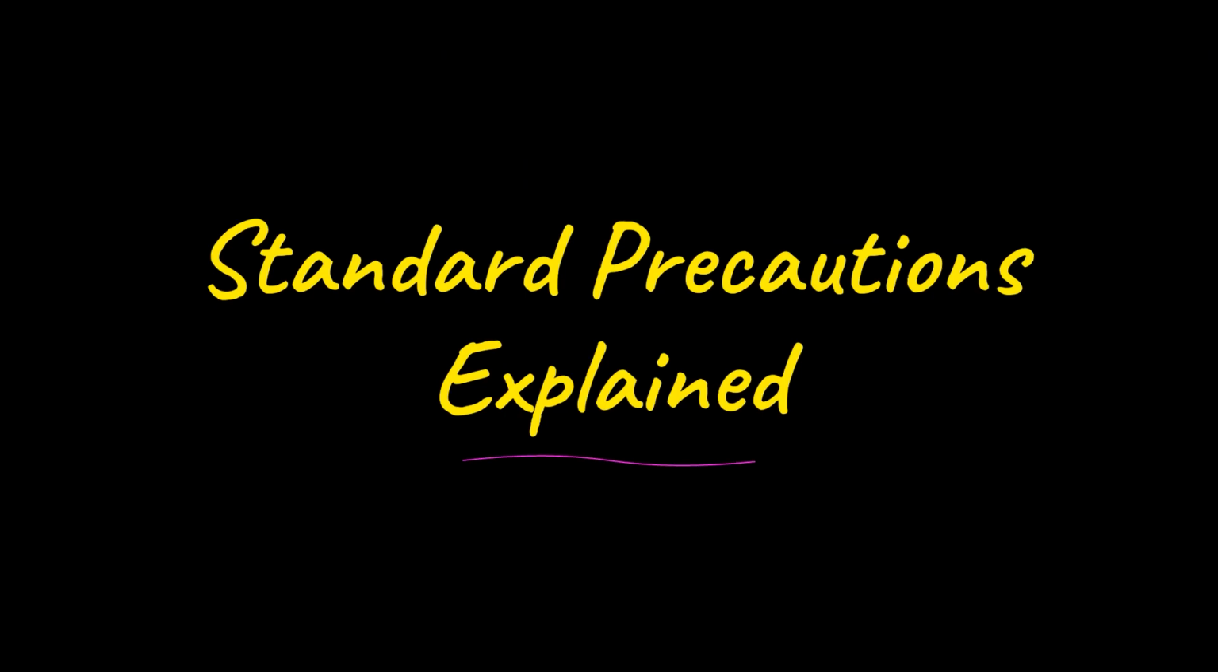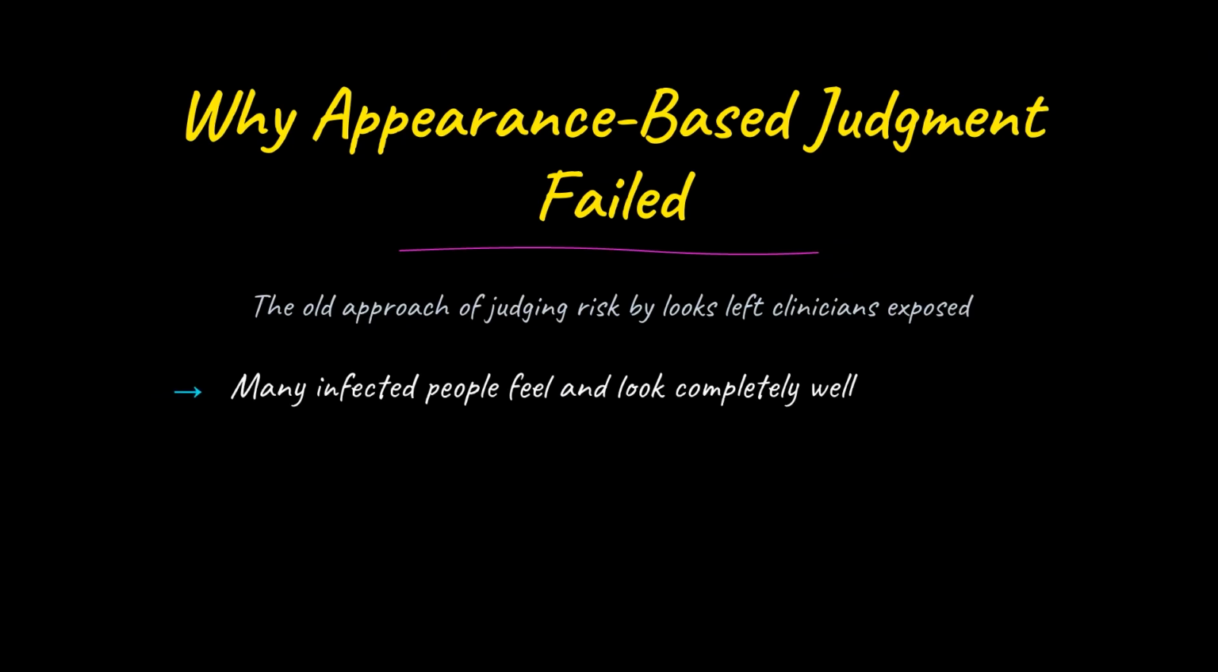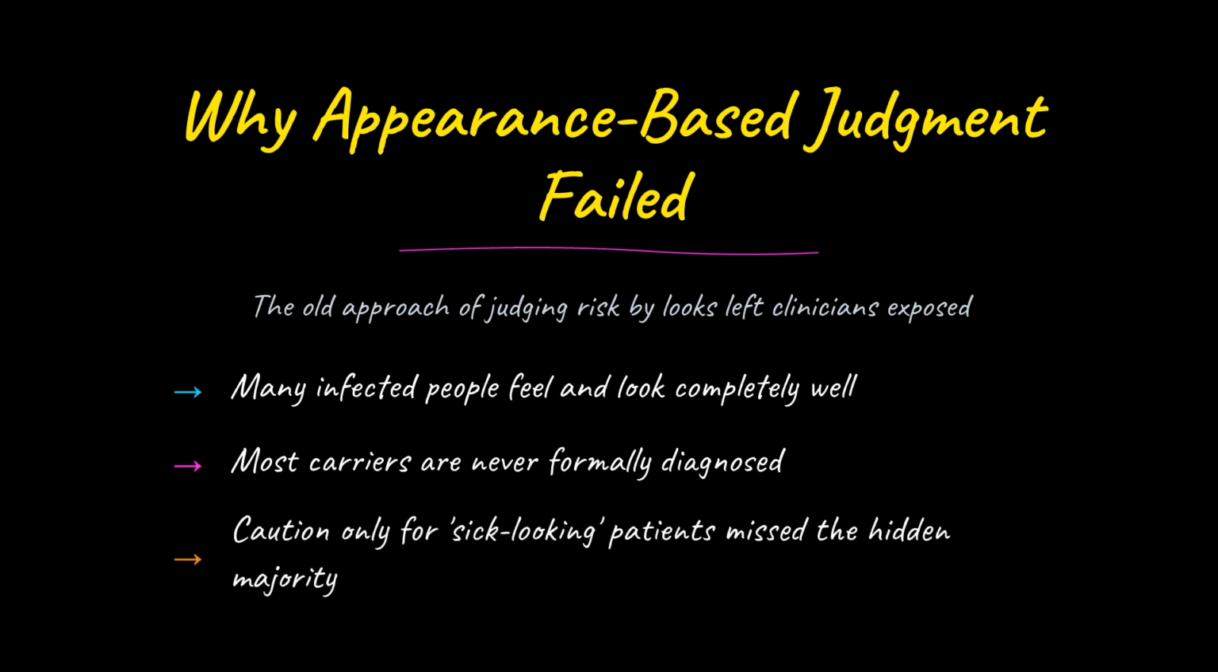Standard precautions are a single, uniform set of infection control steps applied to every patient, every time. The core idea is simple. Assume any person could be carrying a blood-borne infection without knowing it. The older habit of ramping up caution only for patients who seem sick failed badly. Blood-borne viruses spread widely in the 1980s precisely because infected people often feel well, look well, and may not know their own status. Standard precautions close that gap by removing appearance-based guesswork entirely.